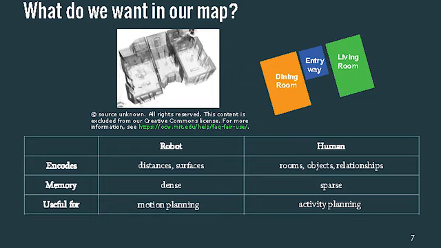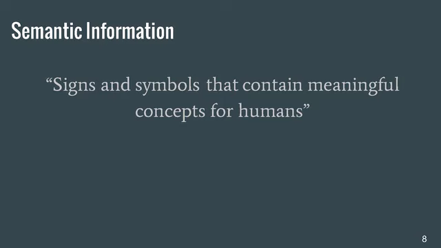This is the difference between how robots typically localize and how humans localize. Humans think about places in terms of features, in terms of what you can do with them, whereas robots might measure distances with laser scanners to form a perfect map of the entire space. Humans might think about abstractions such as rooms and their relative location to each other. So we can define semantic information as signs and symbols that contain meaningful concepts for humans, basically different sorts of abstractions.